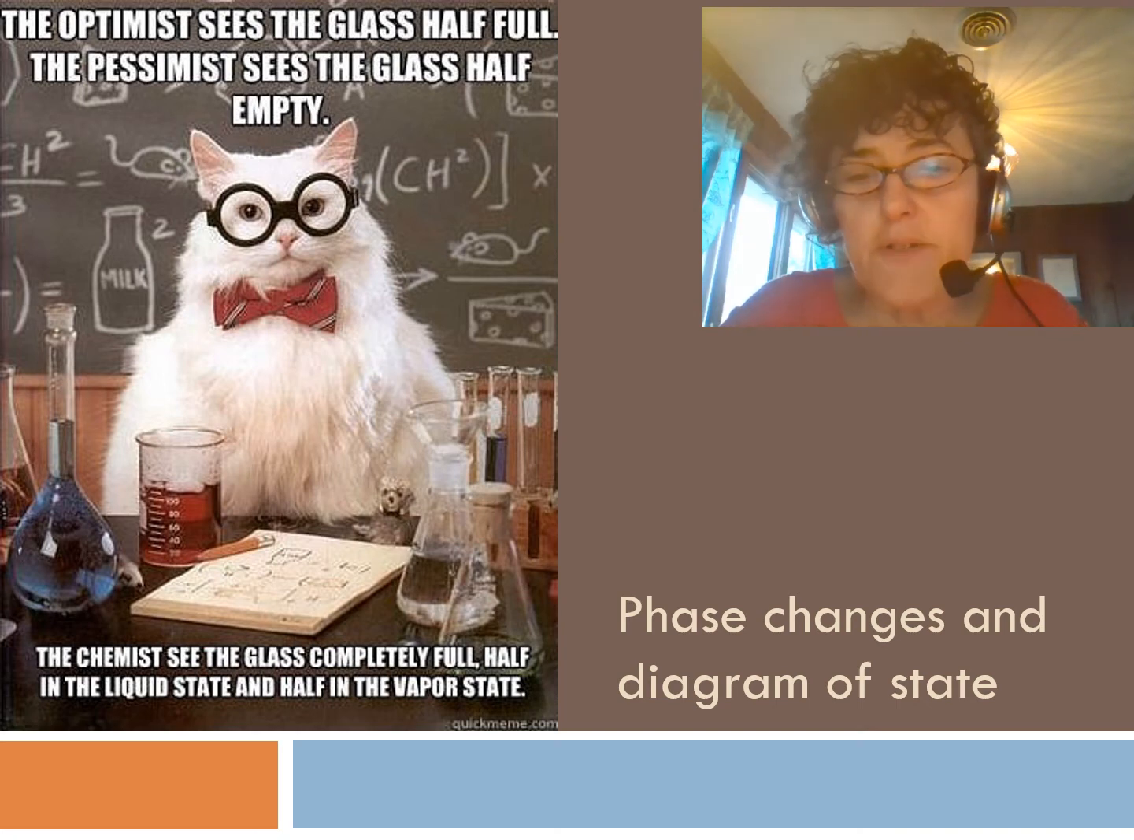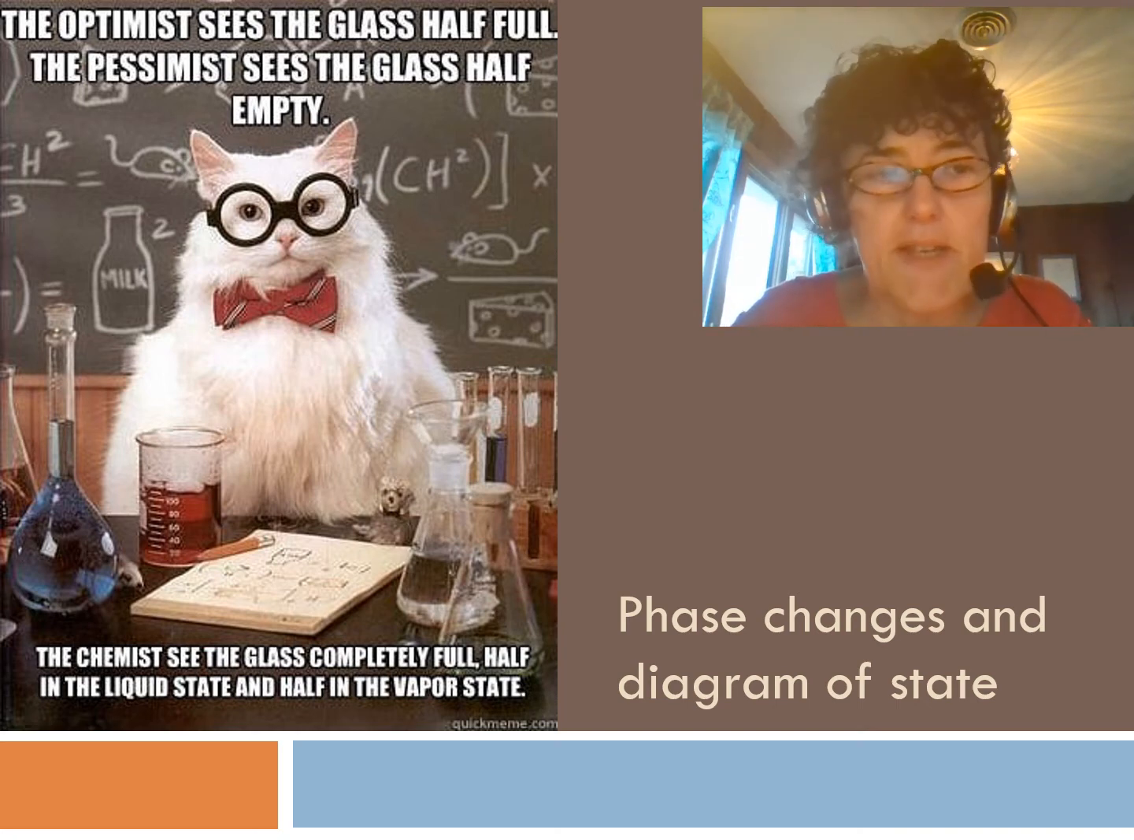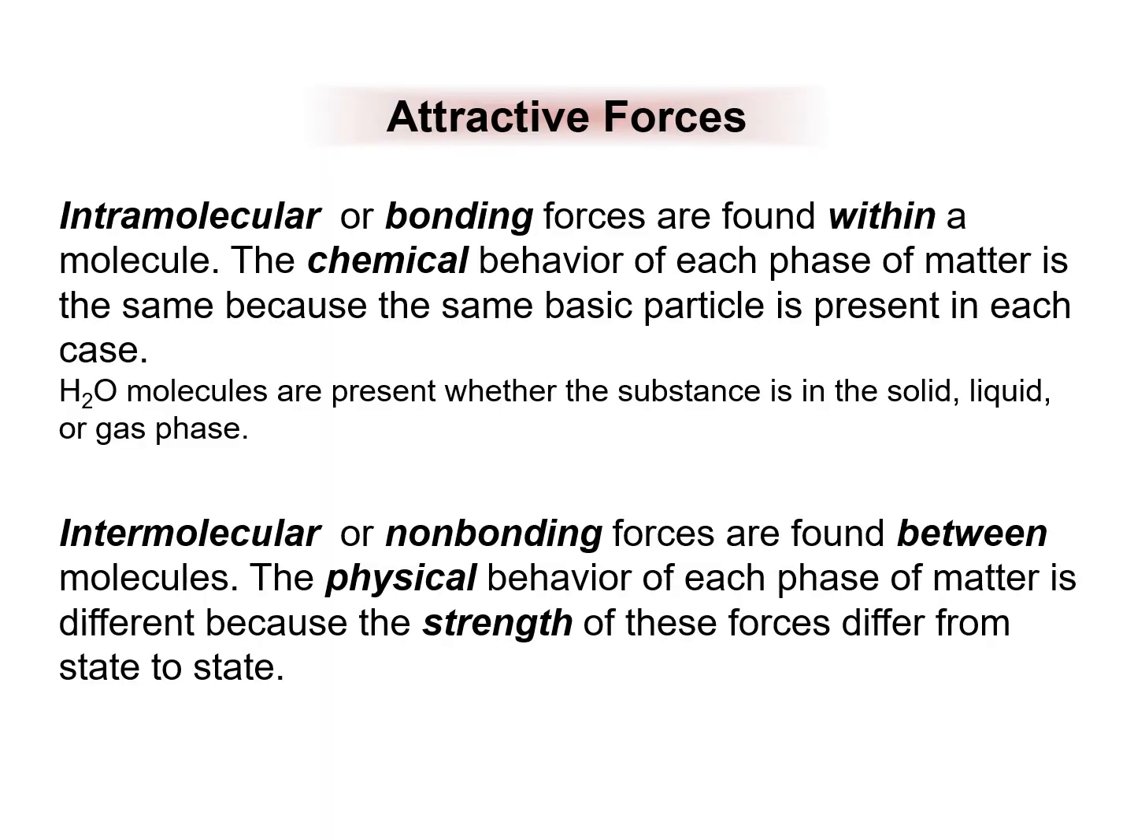Today we are going to take a closer look at phase changes and diagrams of state. The properties of each phase are determined by the balance between the potential and the kinetic energy of the particles. The potential energy, in the form of attractive forces between molecules, will tend to draw particles together. On the other hand, the kinetic energy associated with the movement of the molecules tends to disperse the particles.